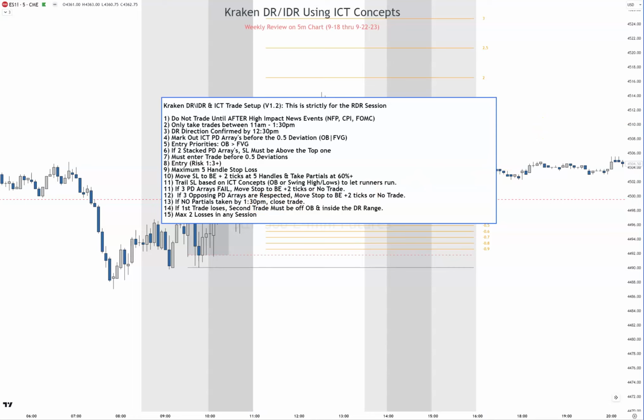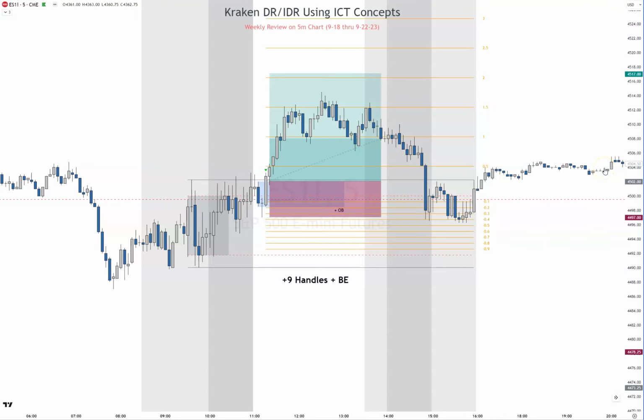Let me take off the rules here. Let's add lipstick to the charts here. Alright, so this is Monday. Monday, we got in on this order block right here. We got in after confirmation. 11 o'clock to 1:30 is this white area right here.